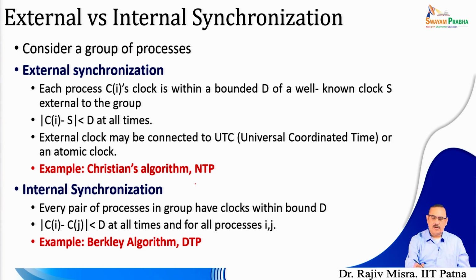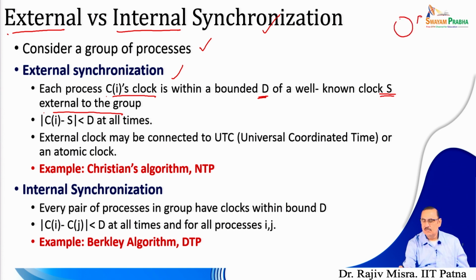Now, let us go ahead and understand clock synchronization. There are two types of clock synchronization, one called external clock synchronization, the other called internal clock synchronization. To understand these concepts, consider a group of processes. In external synchronization, each process Ci's clock is within a bound D of a well known clock S, which is external to the group. So, here you have an external clock and then again the set of clocks.